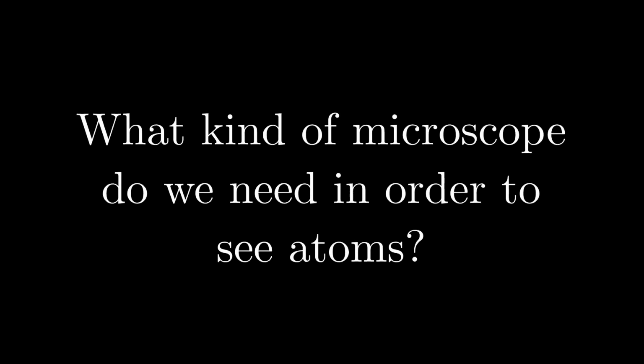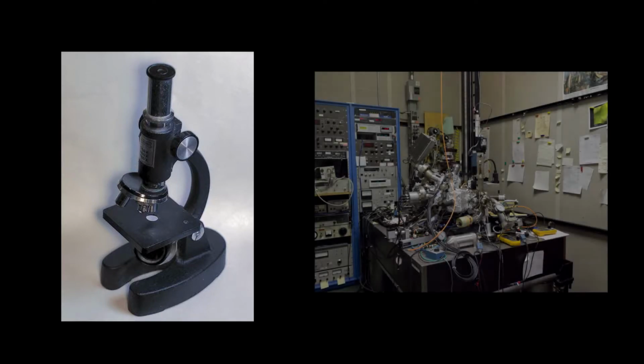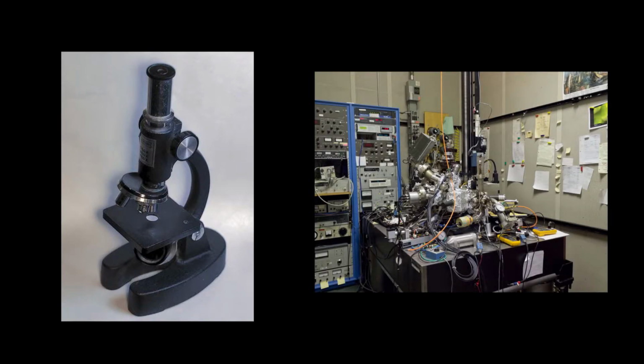What kind of microscope do we need in order to see atoms? An optical microscope won't work. The resolution of an optical microscope is limited by the wavelength of light used, as features smaller than this will be impossible to resolve. A scanning tunneling microscope will instead exploit the quantum behavior of electrons to perform observations. As electrons are smaller than the atoms being probed, this will make the observation of individual atoms possible.